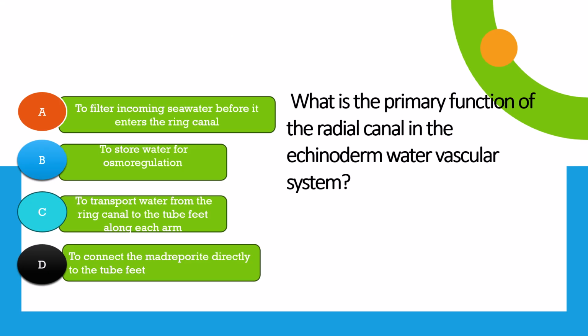And the question related to this is, what is the primary function of radial canal in the echinoderm water vascular system? So here you can say it is to filter the water before it enters into the ring canal, or to store water for regulation, to transport the water from the ring canal to the tube feet along each arm, or to connect the Madreporite directly to the tube feet. Whichever answer you feel is right, type it in the chat box.